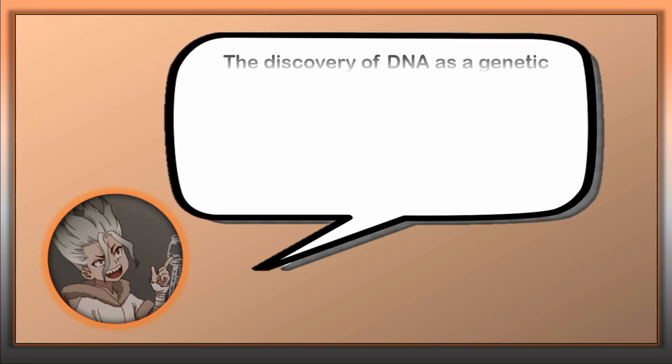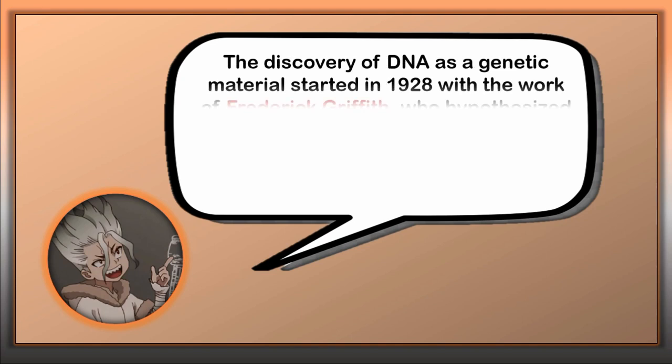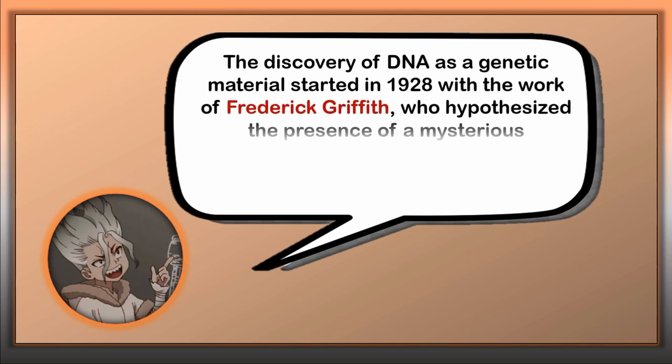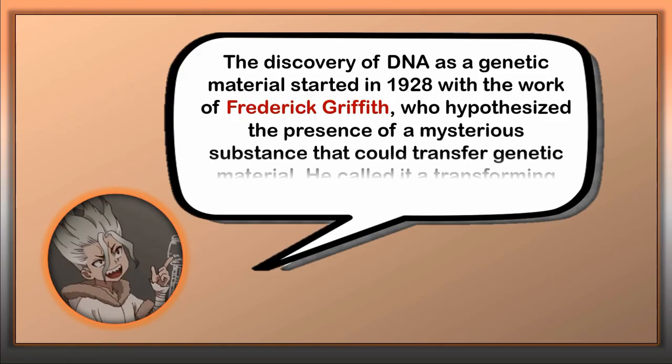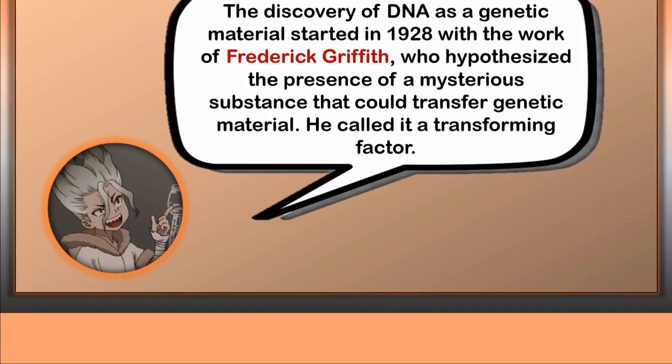The discovery of DNA as genetic material started in 1928 with the work of Frederick Griffith, who hypothesized the presence of a mysterious substance that could transfer genetic material from one cell to another. He called this unidentified substance a transforming factor. And how did he find out? Here's the story. Griffith performed an experiment.